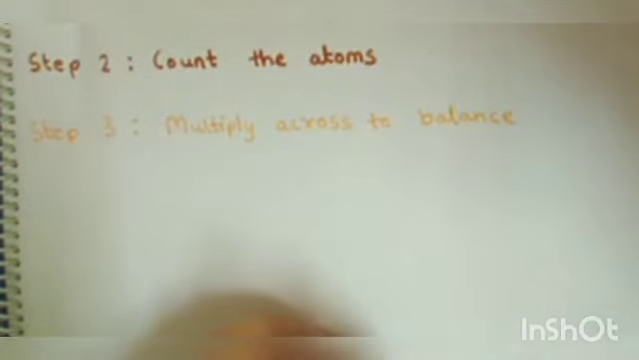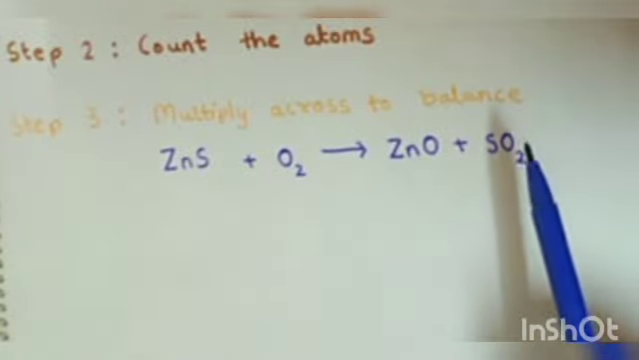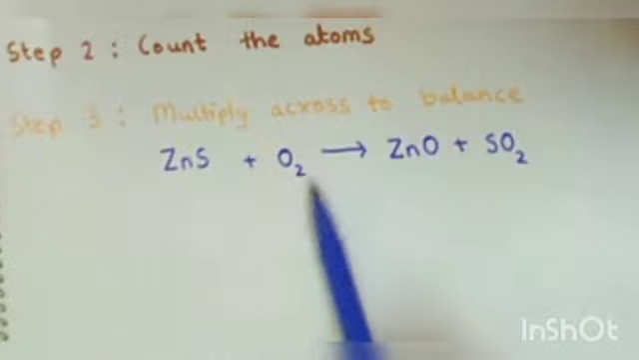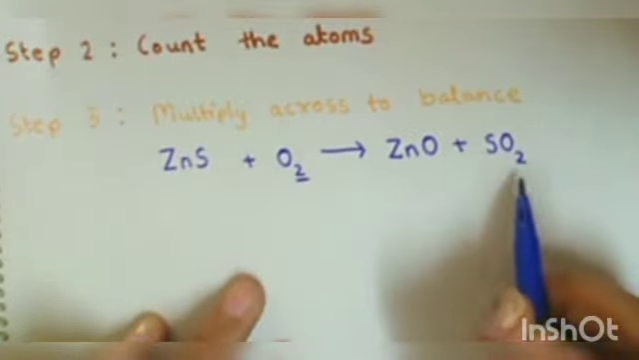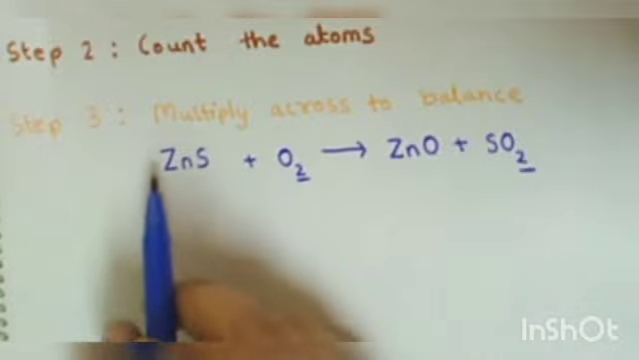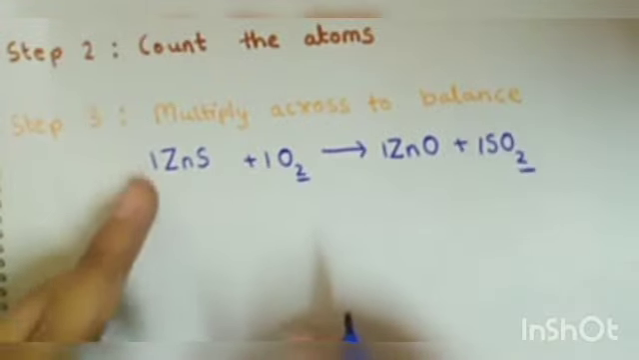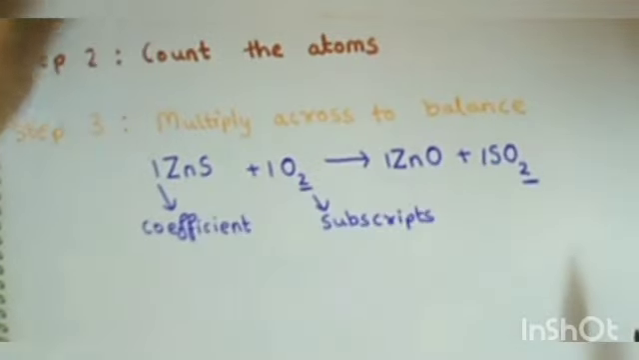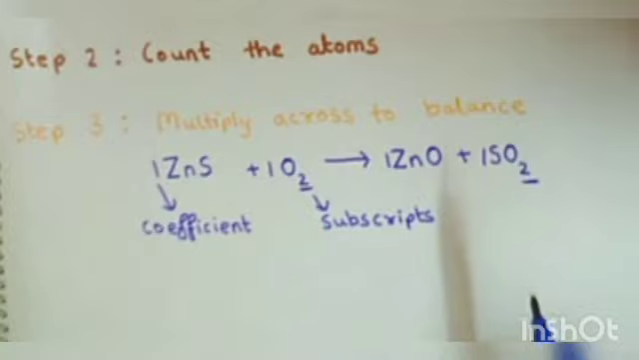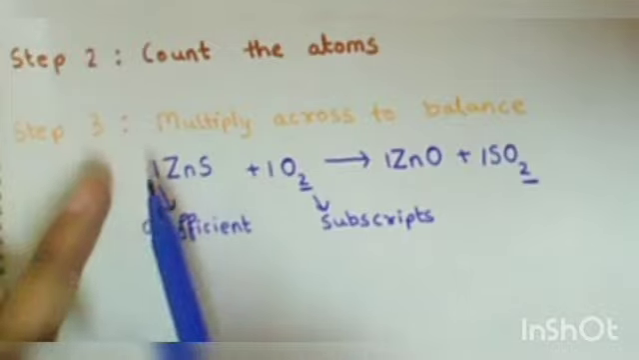So let's understand the step. In this, ZnS plus O2, ZnO plus SO2. Before understanding step 3, it is really important to understand what coefficients and subscripts are. So let's do that. As you can see, this 2, these are known as subscripts, and here nothing is there, so we can write 1 for the time being. This is known as a coefficient, and this is a subscript. No coefficient was given, so we always have to assume the coefficient to be 1. Multiply across to balance means we have to multiply the coefficients.